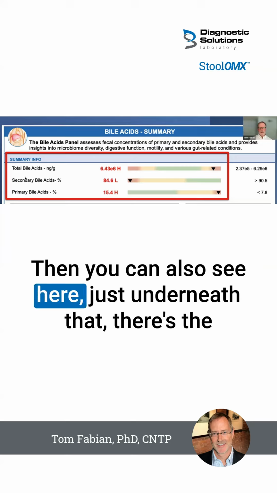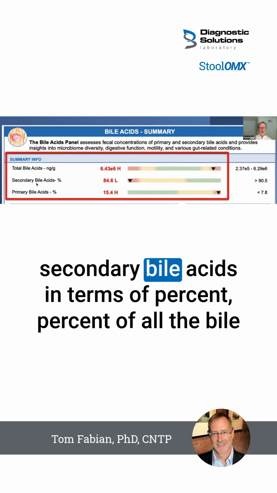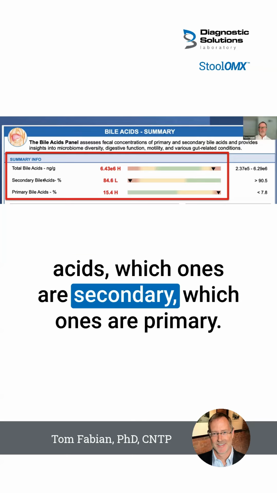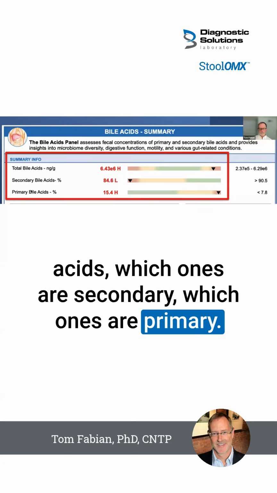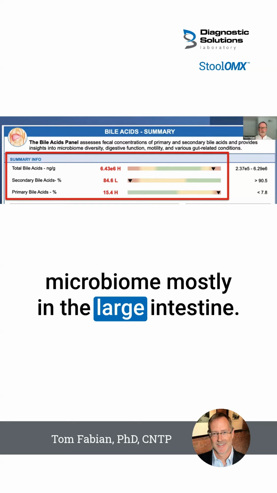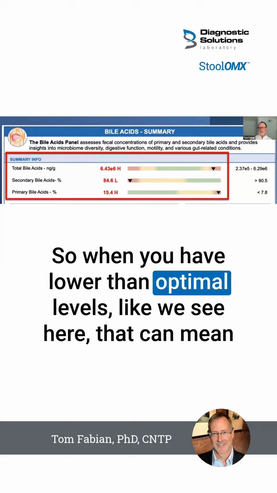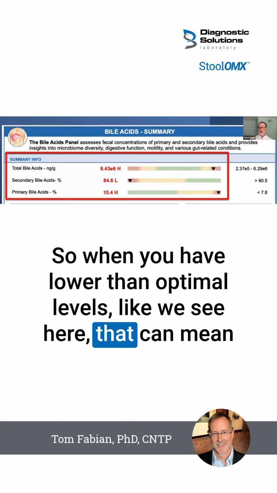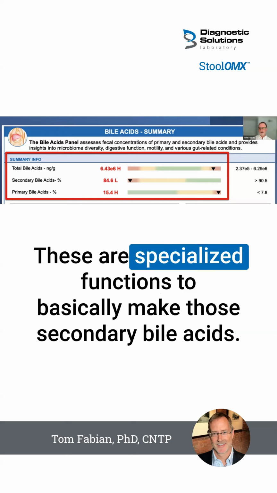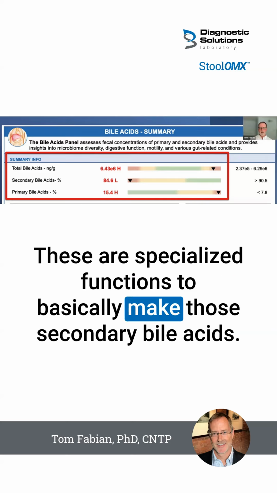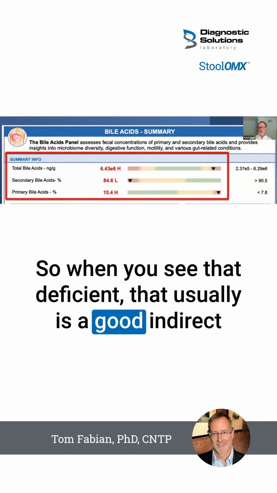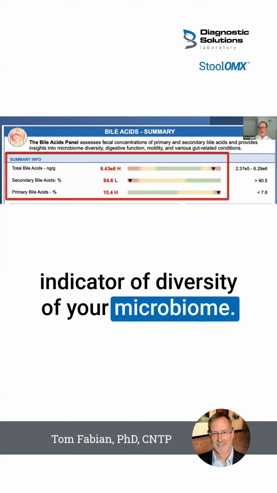Then you can also see here just underneath that, there's the secondary bile acids in terms of percent of all the bile acids, which ones are secondary, which ones are primary. Secondary are the ones that are converted by the microbiome, mostly in the large intestine. So when you have lower than optimal levels, like we see here, that can mean that your microbiome overall is just not very diverse. These are specialized functions to basically make those secondary bile acids. So when you see that deficient, that usually is a good indirect indicator of diversity of your microbiome.